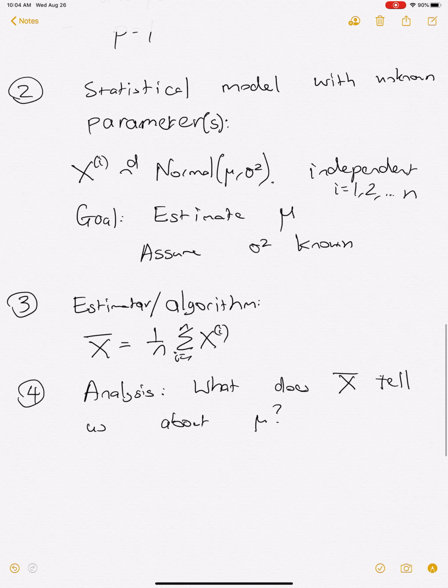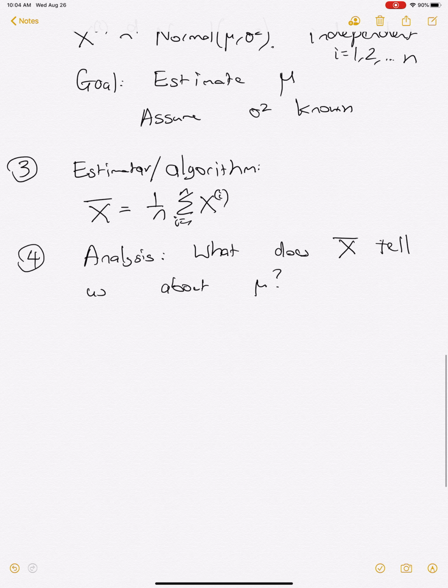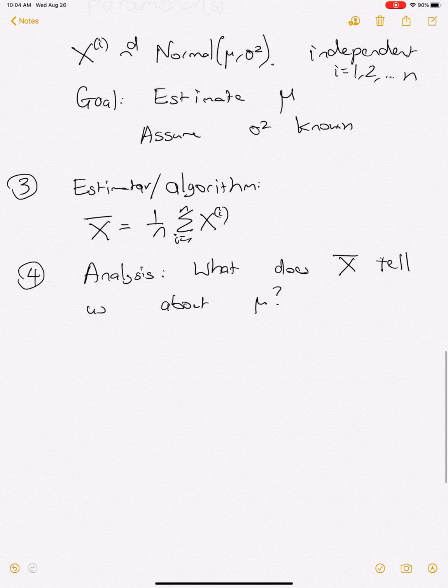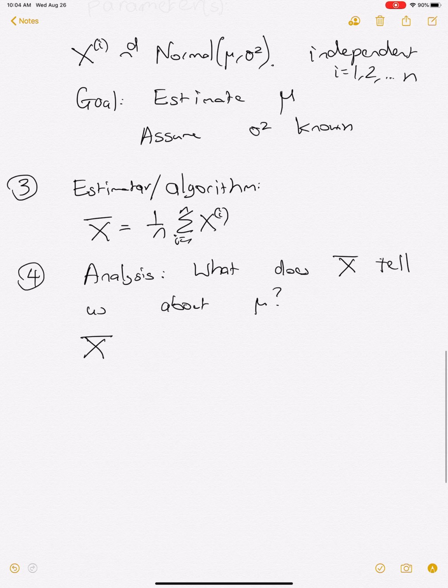The next thing is, what does the sample mean tell us about mu? This is really what inferences we can draw from this x bar with respect to mu. In this case, it's pretty easy and nice. It won't be that easy for a lot of this class, because here we actually know the distribution of x bar. We know that x bar has a normal distribution with mean mu and variance sigma squared over n.